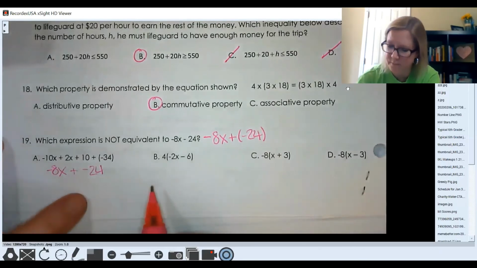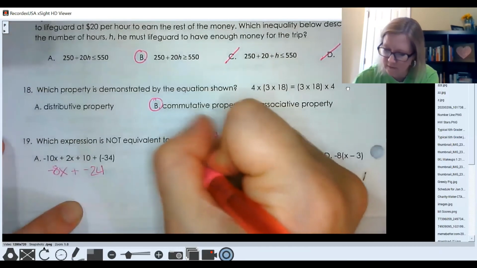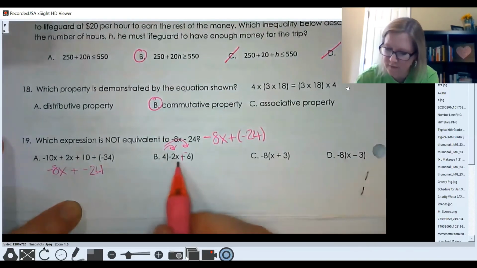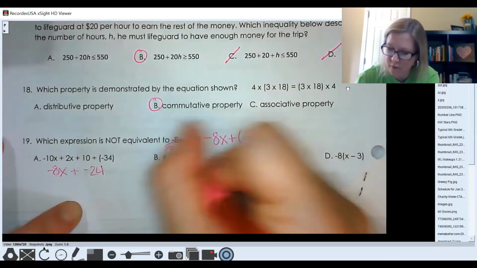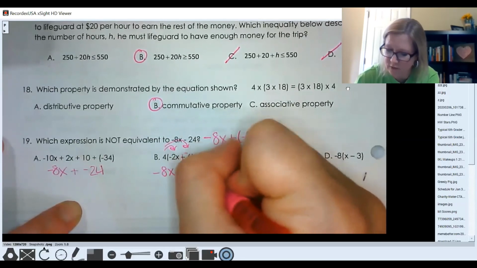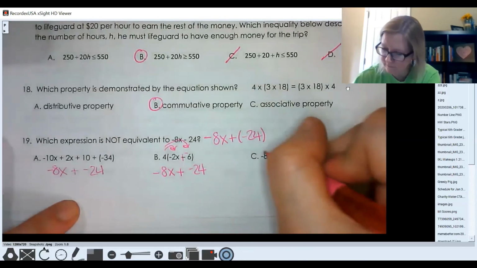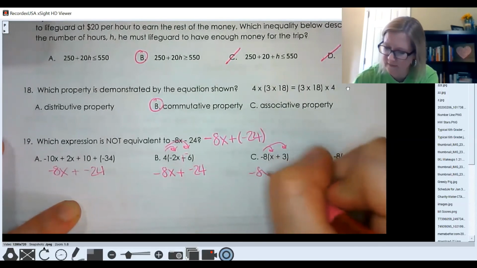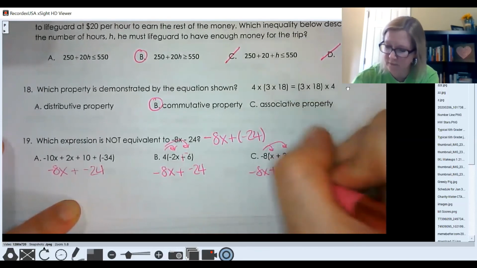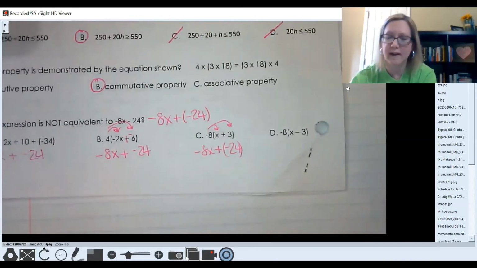All right, for B, I'm going to change the minus to adding the opposite, and then distribute the 4. 4 times negative 2x is negative 8x. Keep the plus, and 4 times negative 6 is negative 24. So that also gives us the same value. All right, C, okay, I have negative 8 times x is negative 8x, plus, and negative 8 times 3 is negative 24. All right, don't just assume the answer is going to be D. Go ahead and work that out as well.